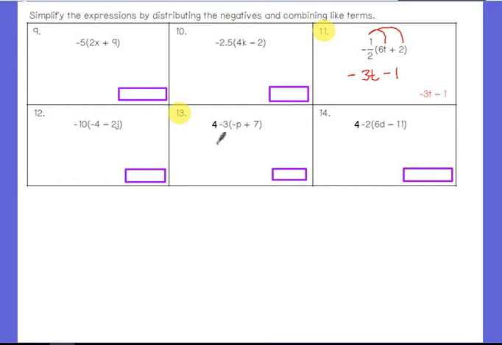You always do distributive property first. I still have my distributive property going on, except I have a little extra I have to take care of later. I see the thing stuck to my parentheses is a 3, but the sign in front of it is a minus. That means this is a negative 3. So I'm distributing a negative 3 to the negative p, a negative 3 to a positive 7. And I'm going to leave this 4 outside to deal with later. I'm just going to say 4 plus.